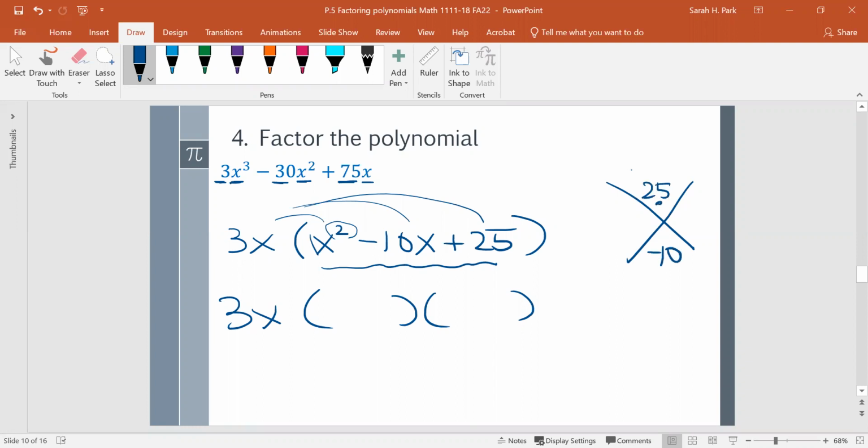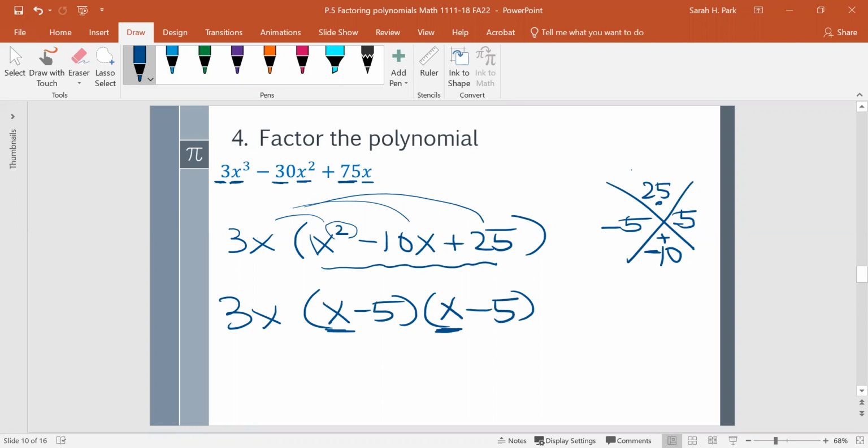And the negative 10. And we have what times what gives you 25 and adds to 10? Well, 5 and 5 does that. And because we need to add to a negative 10, they're both going to be negative 5. So we have x minus 5, x minus 5. Of course, you need to put the x there.